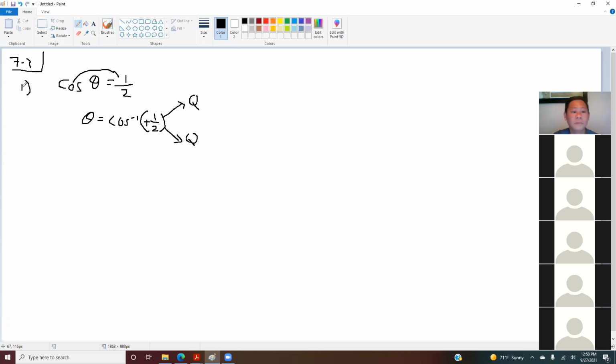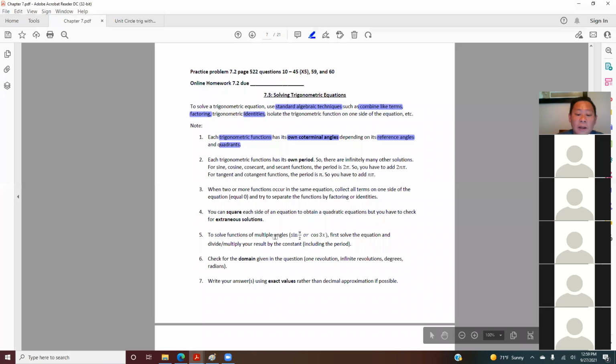Anyone? What quadrant is it? 1 and... 3, I think. All Students Take Calculus. 1 and 4. So that's the reason why the first thing that I talk about here is you need to watch your quadrants, because what is positive on that.